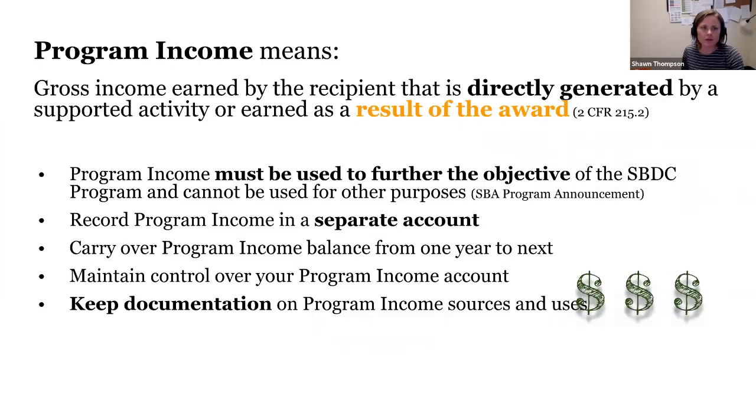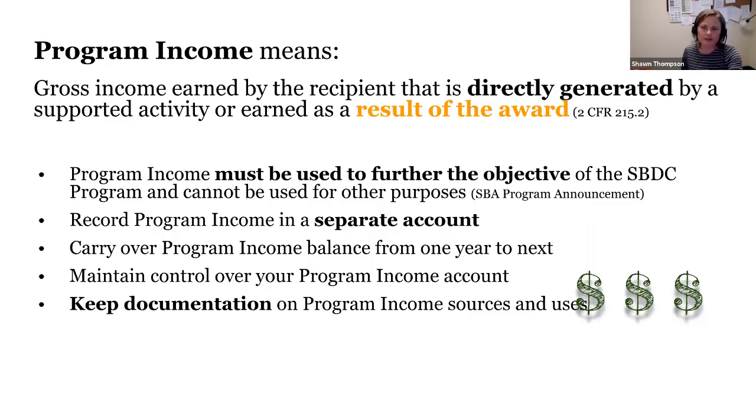Program income means gross income earned by the recipient that is directly generated by a supported activity or earned as a result of the award. Program income must be used to further the objective of the SBDC program and cannot be used for other purposes. You can record program income in a separate account. Carryover of program income balances is allowed from one year to the next. You need to maintain control over program income accounts, and keep documentation on program income sources and use. So this is the one fund or account that rolls over year to year.